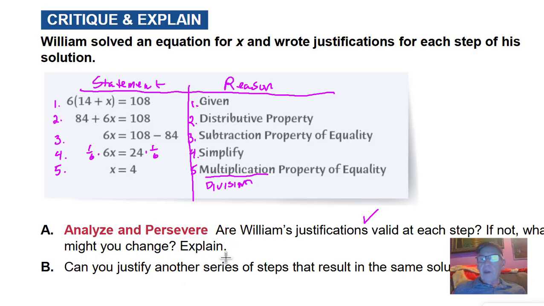Part B, can you justify another series of steps that result in the same solution for x? Well, I think there might be another way. What if instead of multiplying and using the distributive property, I just divided 6 out of everything and simplified it that way? So let's do an alternate proof. So we've got our statement reason columns.